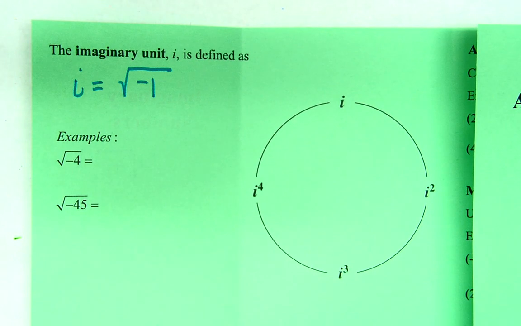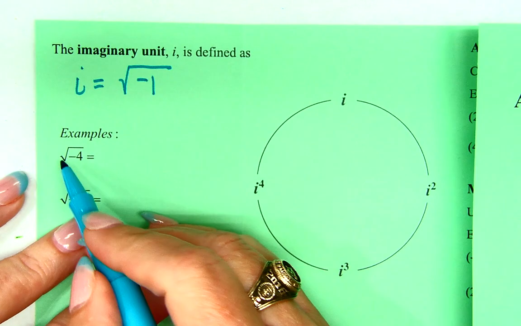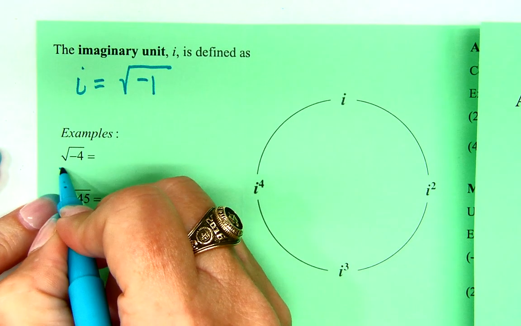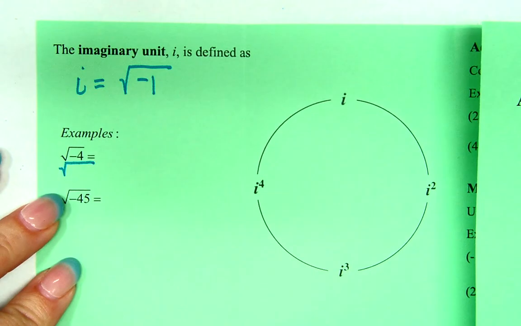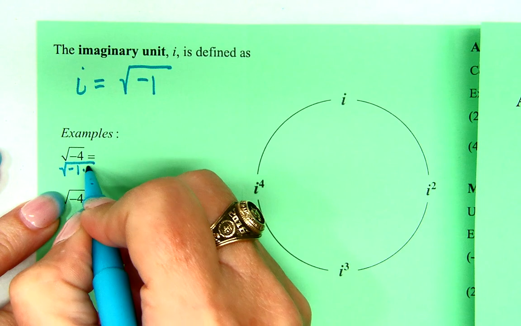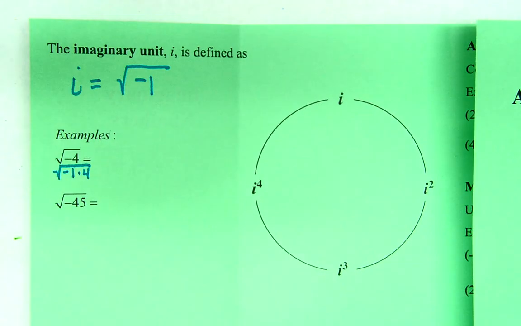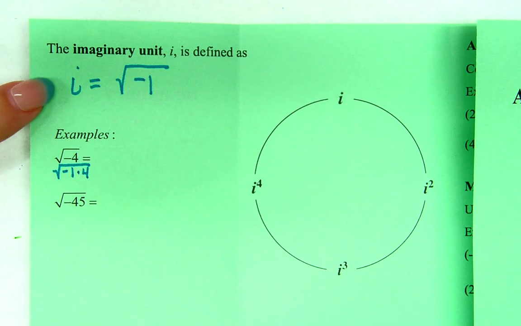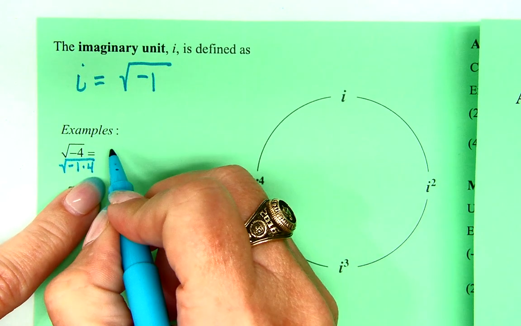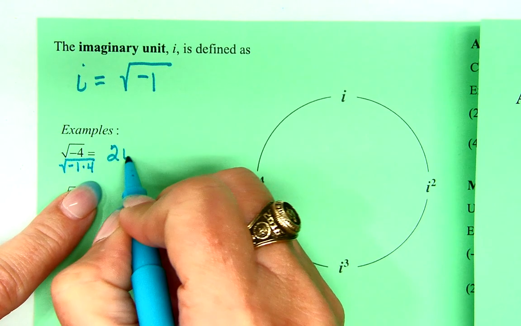For example, if we have the square root of -4, remember how we could break square roots apart before? We're doing the same thing now, but we're breaking it up into -1 and 4. Well, what's the square root of -1? i. And what's the square root of 4? 2. So the answer is 2i.